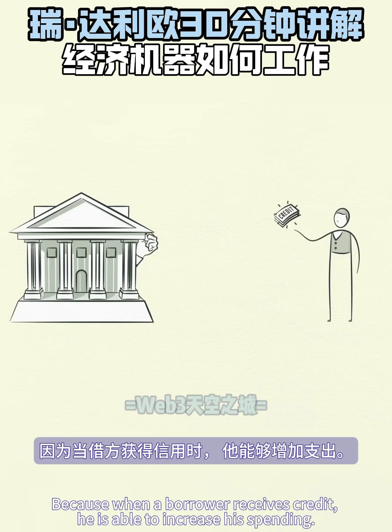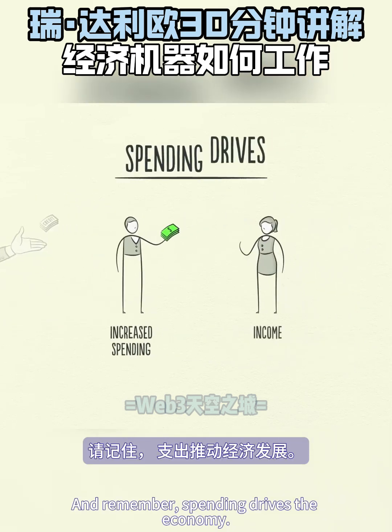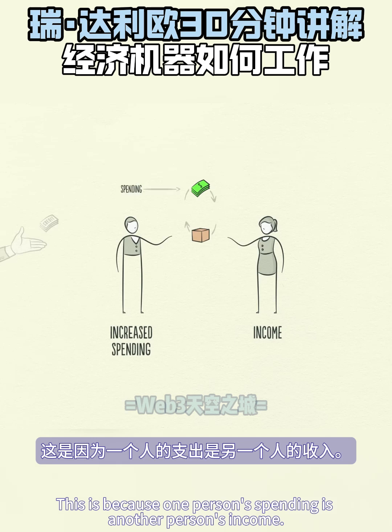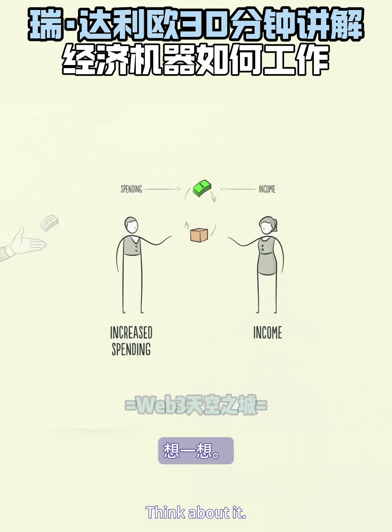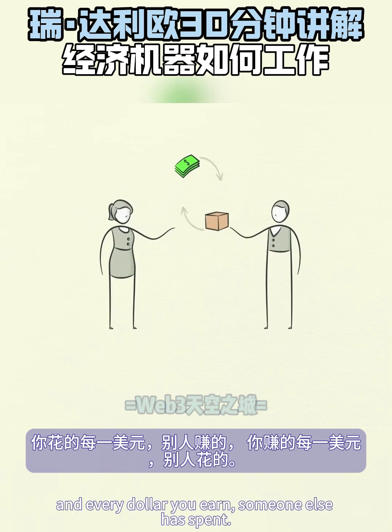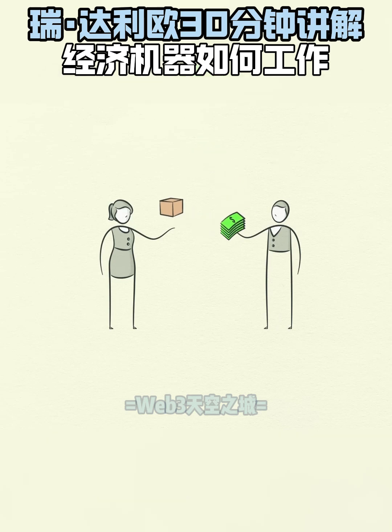Because when a borrower receives credit, he is able to increase his spending. And remember, spending drives the economy. This is because one person's spending is another person's income. Think about it. Every dollar you spend, someone else earns, and every dollar you earn, someone else has spent. So when you spend more, someone else earns more.